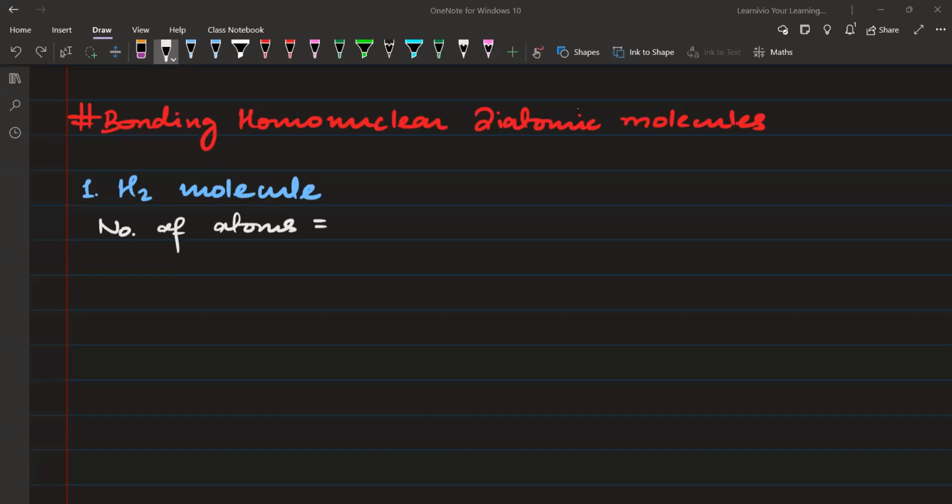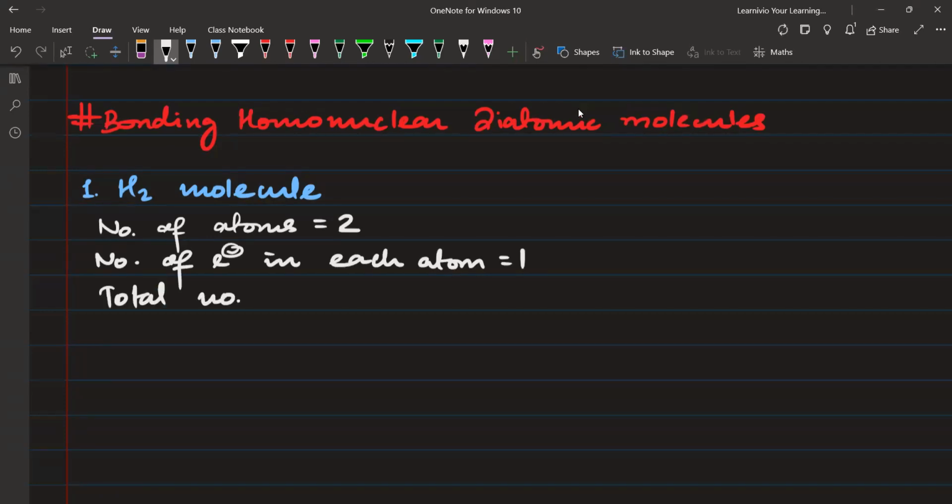चलिए. Number of atoms? How many atoms? Two atoms. Very good. Number of electrons in each atom. How many electrons in a hydrogen atom? One. Each atom is equal to 1. Total number of atoms? Two. Total number of electrons? Two. Very good.